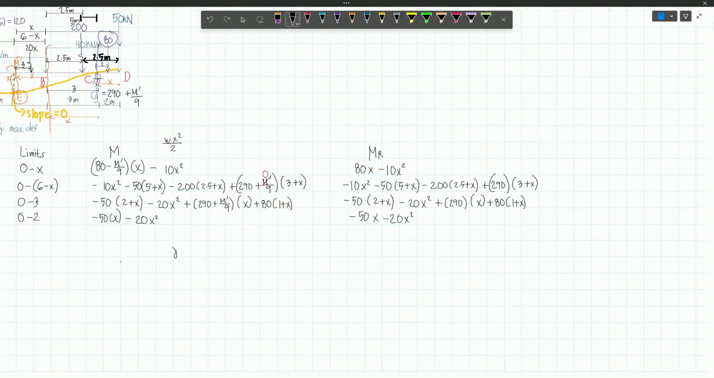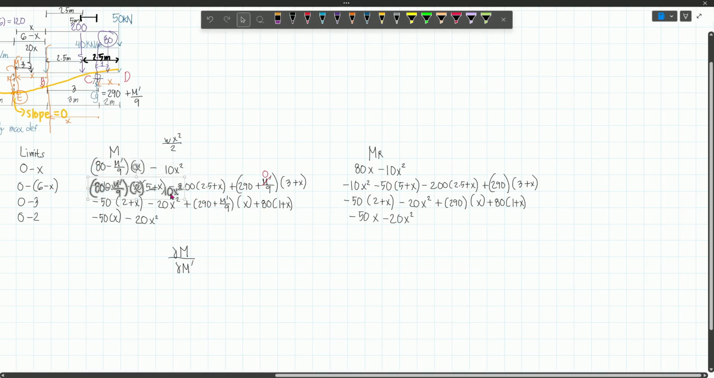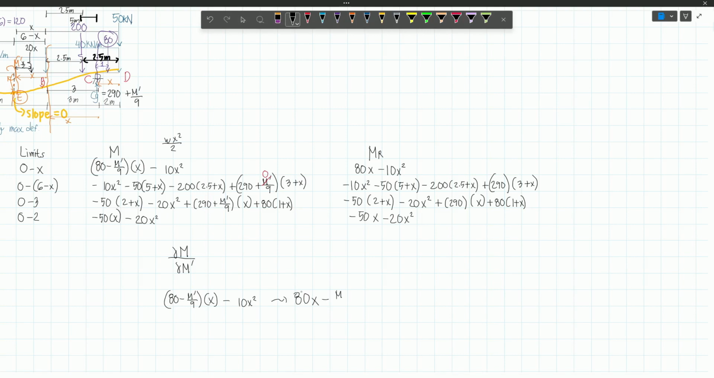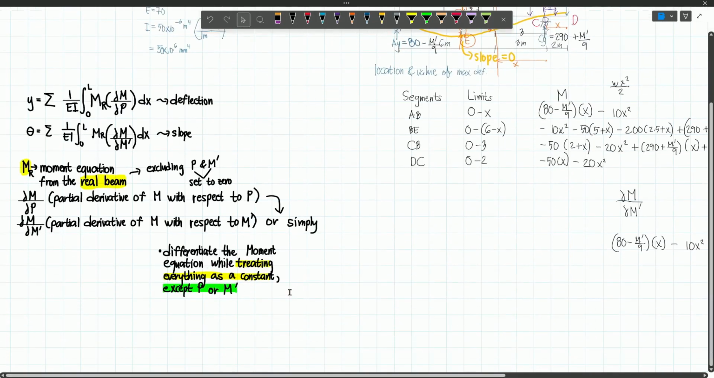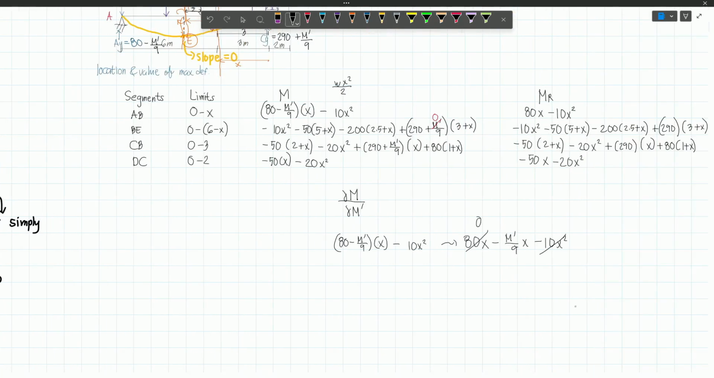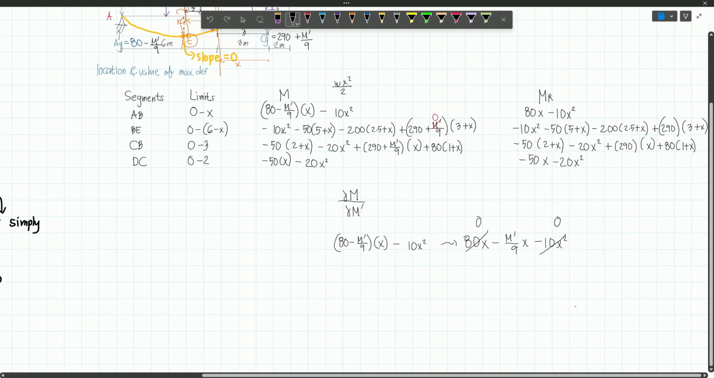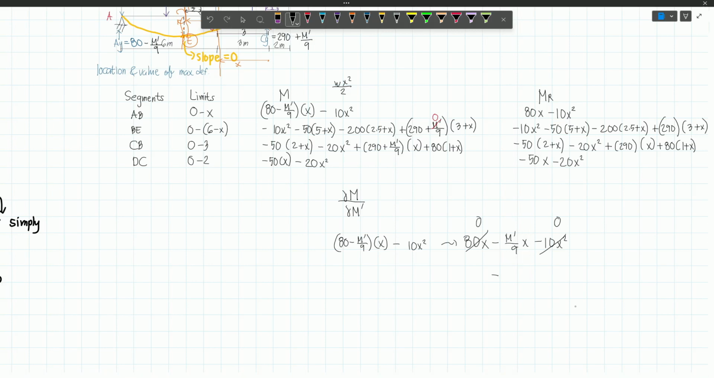And so now let's try to get the partial derivative of M with respect to M prime. Now first, let's just expand this one. Magiging 80x minus M prime over 9 x, and then minus 10x squared. Now this will become 0 if we will differentiate, because we will treat that as a constant. Again, we will differentiate the moment equation while treating everything as a constant except for P or M prime. Yan yung concept dyan. And then differentiating this one, we will have 0 din, kasi x will be treated as a constant. And then for this one, if we will differentiate, M prime is our variable, and so the constant term will essentially be this term, and so that will be negative x over 9.